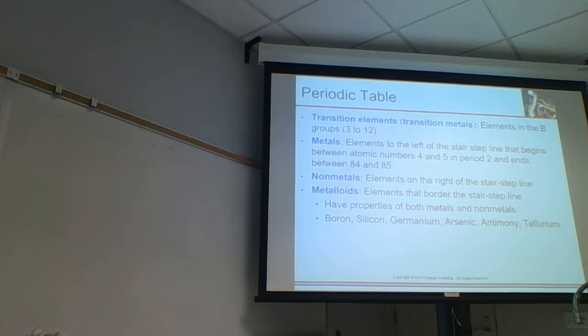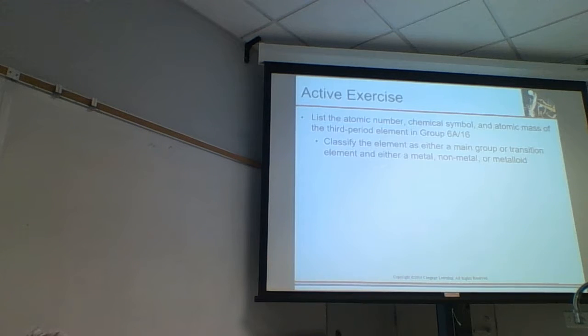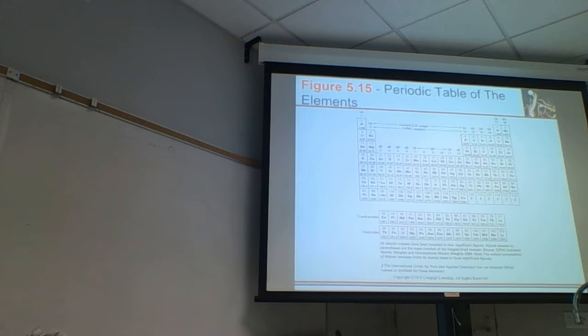Then we have the metals. The metals are on the left, the non-metals are on the right. And then we have a dividing line. The dividing line is a stair-step line. Any element on the dividing line is called a metalloid. And so let's take a look at that here.